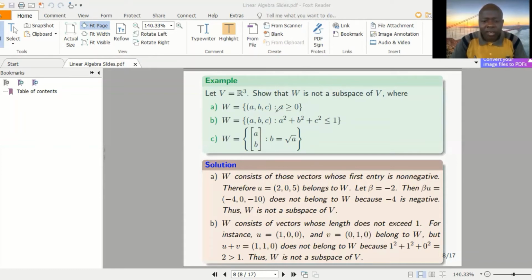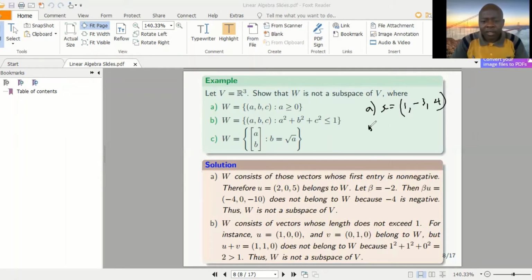Now, we've already said that in A here, the vectors are of the form (a, b, c), where the first one must be greater than or equal to 0. So we can have vectors like, let me give examples, 1, negative 3, 4. There's no problem. We're not concerned with the second and third elements. We are only concerned with the first element. It must be greater than or equal to 0. So this vector therefore qualifies.